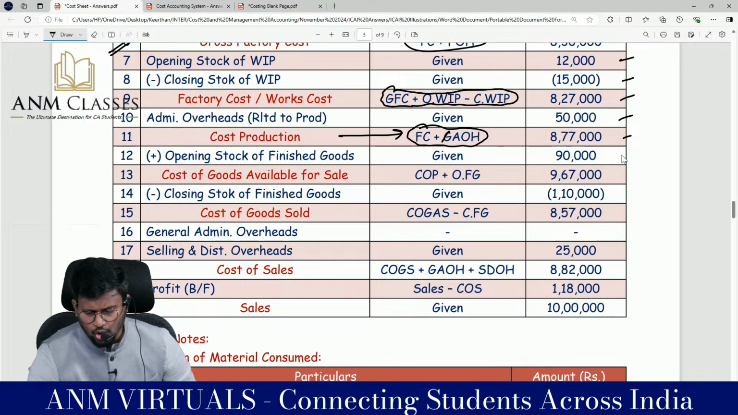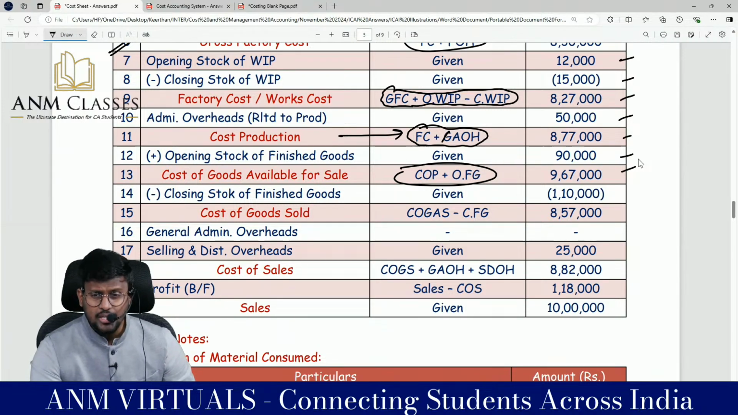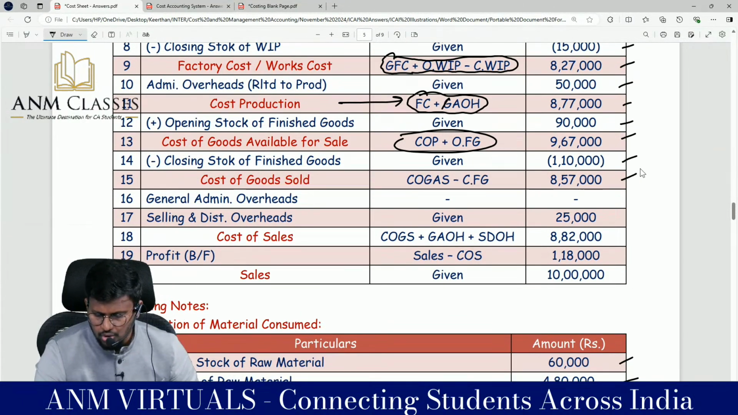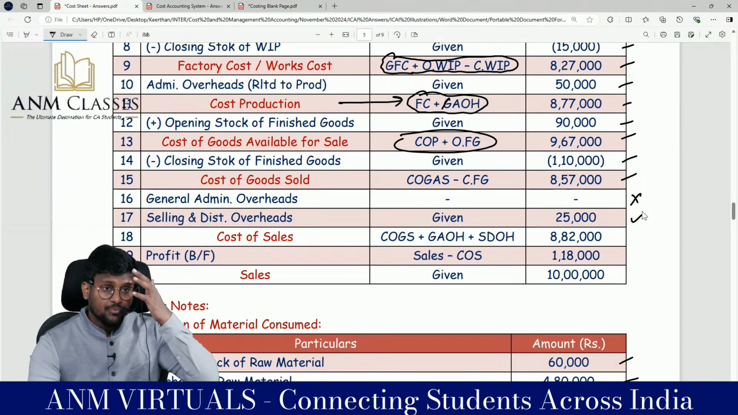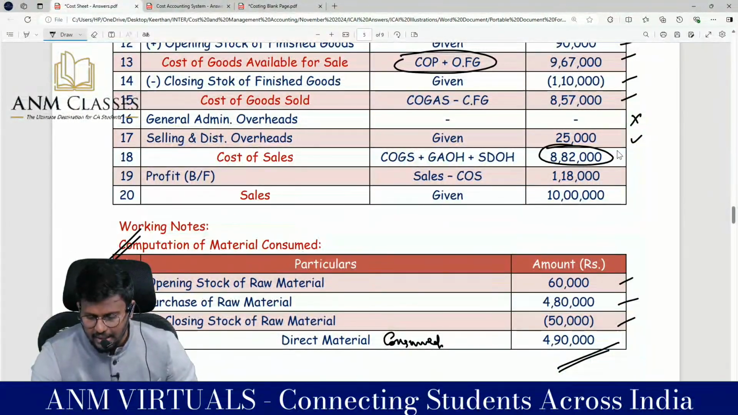Add opening stock of finished goods. So you will get the COGAS of 9 lakh, less closing stock of finished goods. They themselves have given it, generally they don't give it, here they have given 1 lakh. So cost of goods sold comes to 8 lakh. Add general administration overhead, not in the question. Add selling and distribution overhead, 25,000. So you will get the cost of sales of 8 lakh 80.